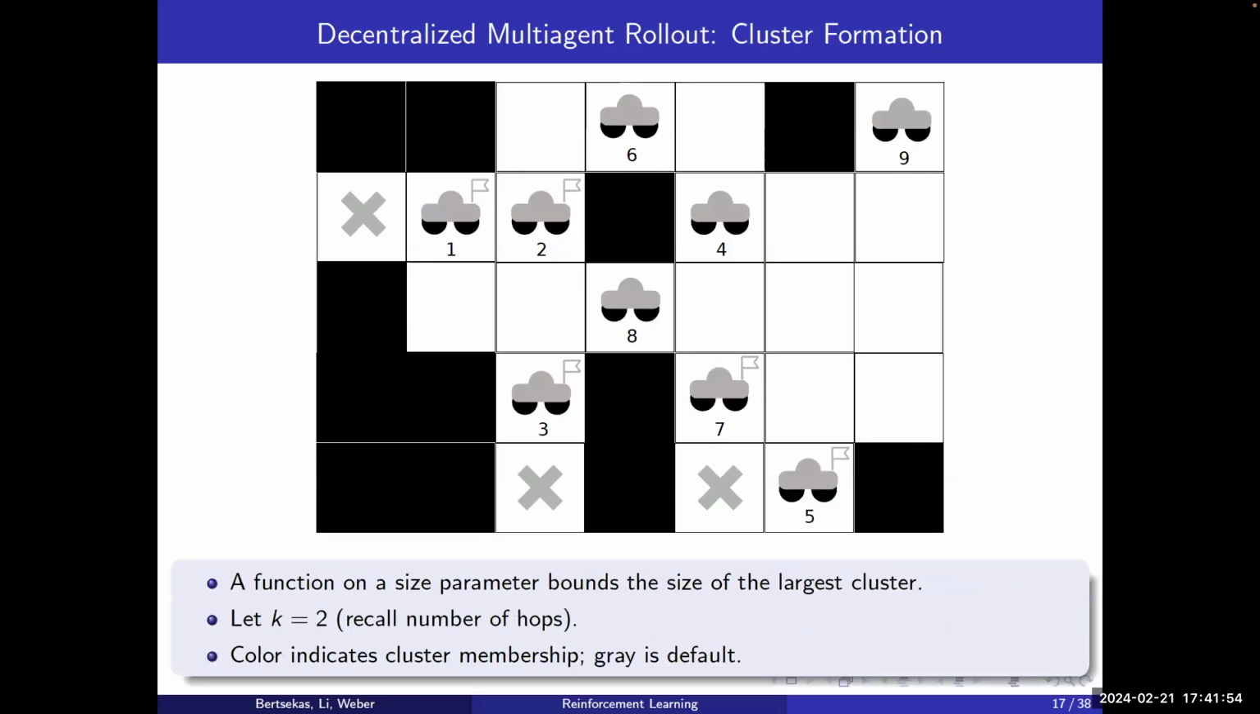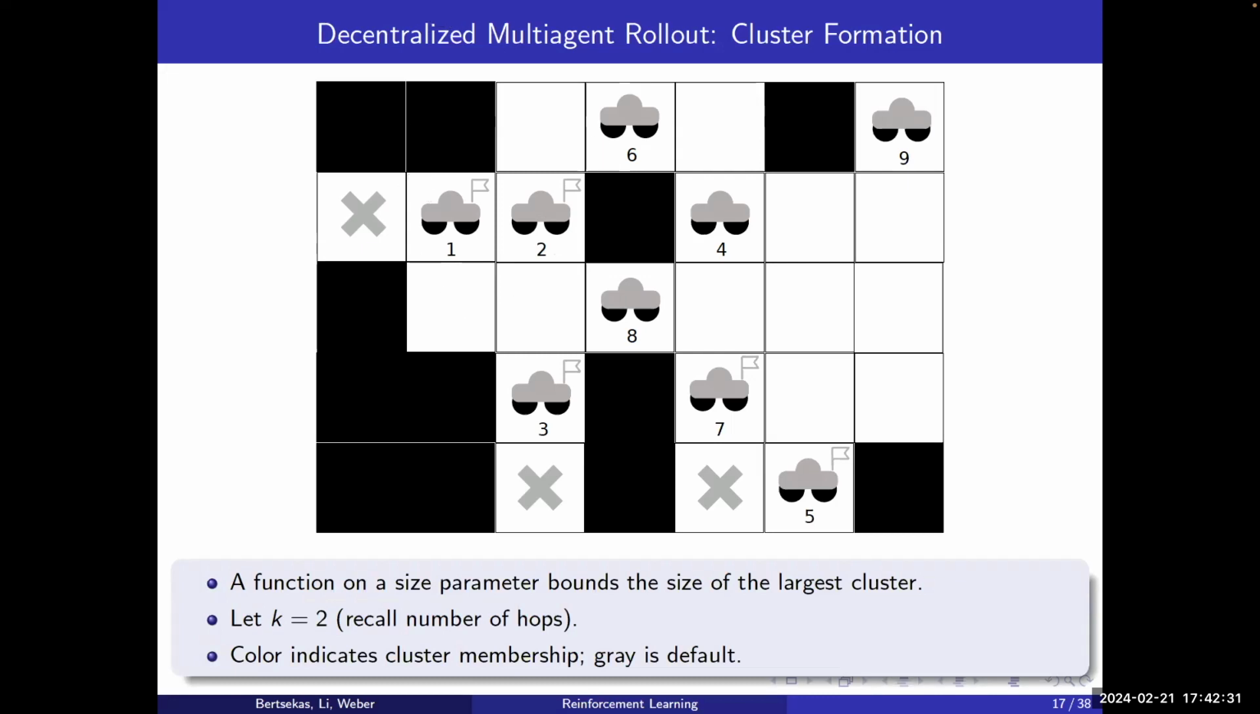Okay, so let's look at an example. In this representation, the color is going to indicate cluster membership, but by default, everybody's gray. Gray just means you don't belong to a cluster at all. We're going to let k equal 2, so any agent can see 2 hops away from it. For example, agent 2's view will consist of this agent here, this agent here, this agent here, and this task here. So that's the view, and it can also see the obstacles in that view.